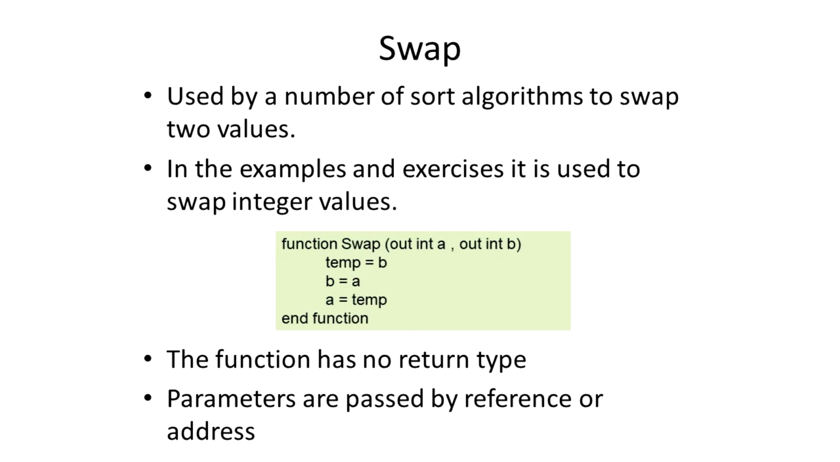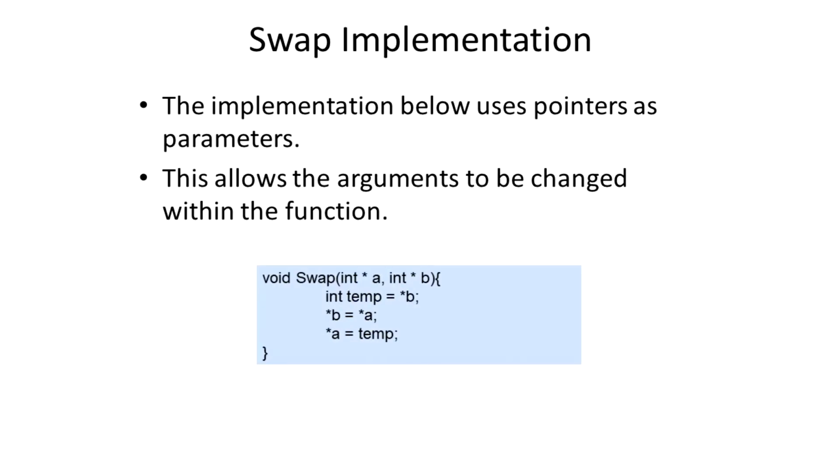And the swap algorithm is a reasonably straightforward algorithm. It requires a temporary storage location, this could be a temporary variable, to hold the value of one of the items that we want to swap. And then we overwrite that item's value with the other one, and then we use the temporary value to insert into the second location. And the important thing here is that we pass the values in by reference or by memory address rather than by value.